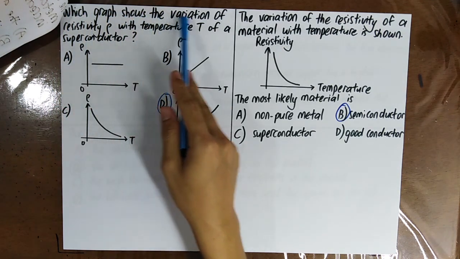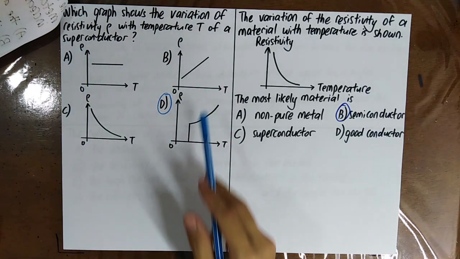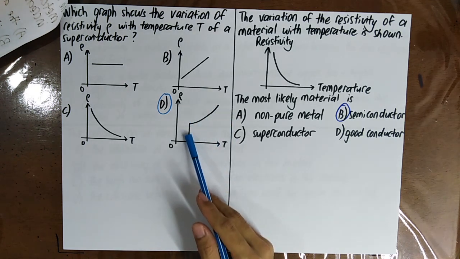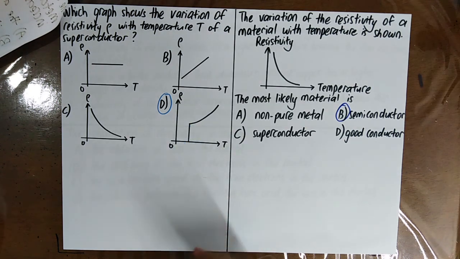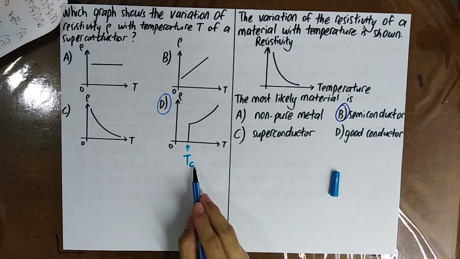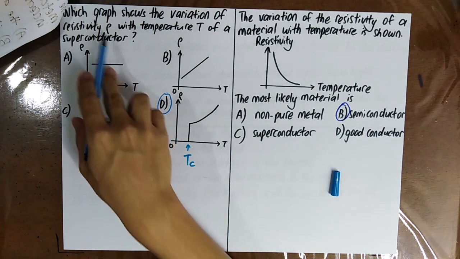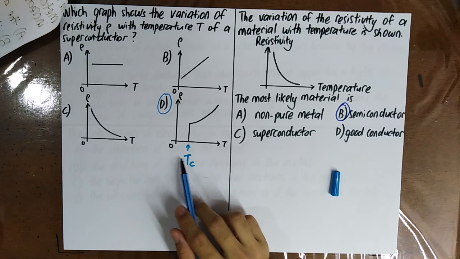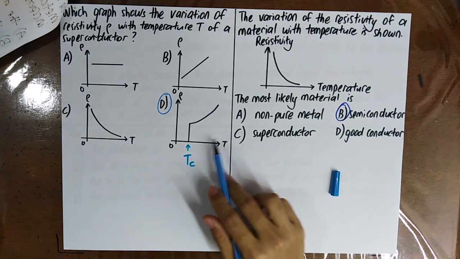Which graph shows the variation of resistivity rho with temperature T of a superconductor? Okay, for a superconductor, you know that when it comes to a certain temperature, the resistivity drops to 0. That means that below the critical temperature, okay, we call this critical temperature, which is Tc. C means critical, T is temperature, okay. When it's below the critical temperature, the resistivity straight away drops to 0. But then when the temperature rises above the critical temperature, the resistivity will increase with the increase in temperature.